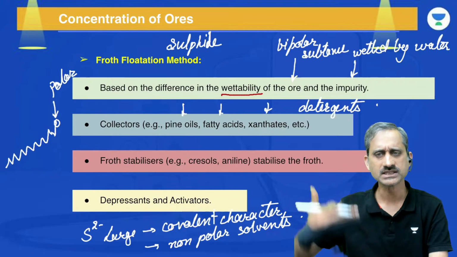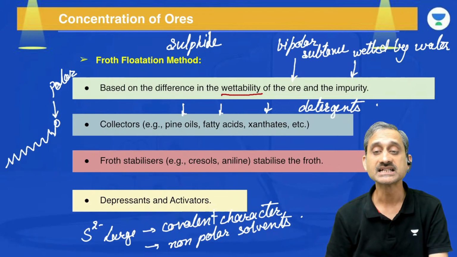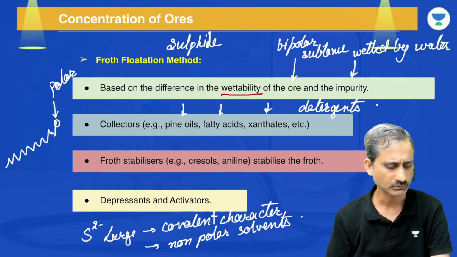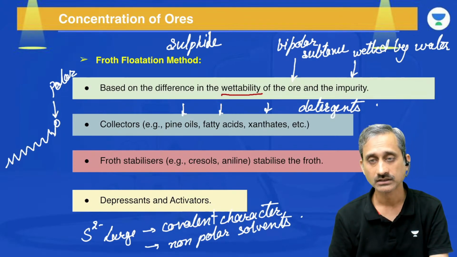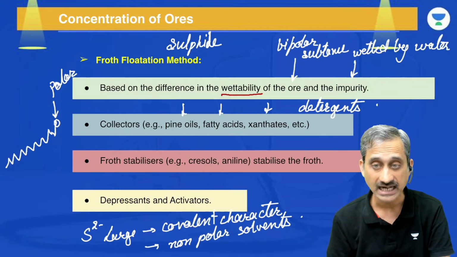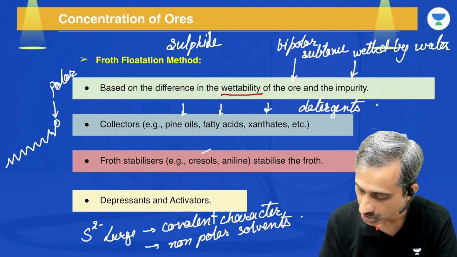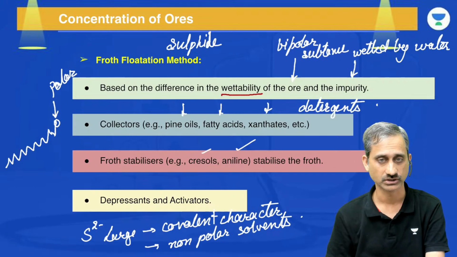Now when the froth is being formed, we need some froth stabilizer. You know that the froth of soap is not very stable. So we need some things to stabilize that froth. And this is what we have as cresol, we have aniline which stabilize the froth.